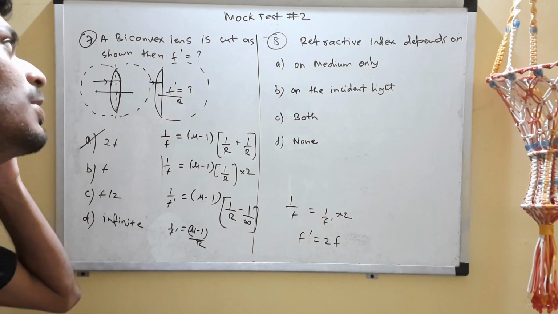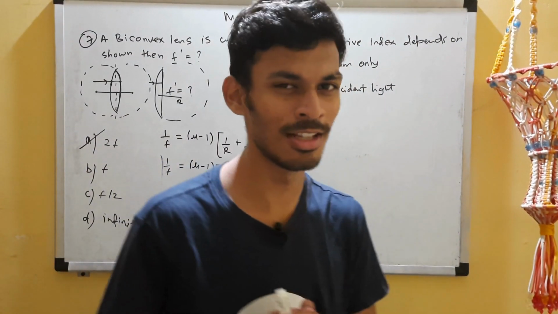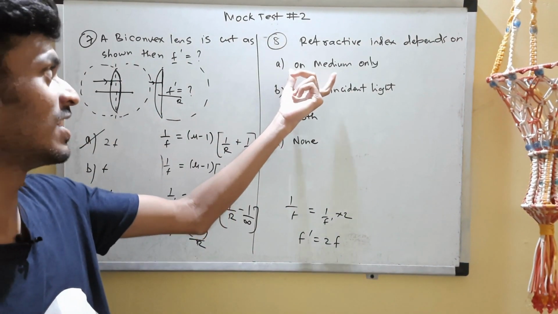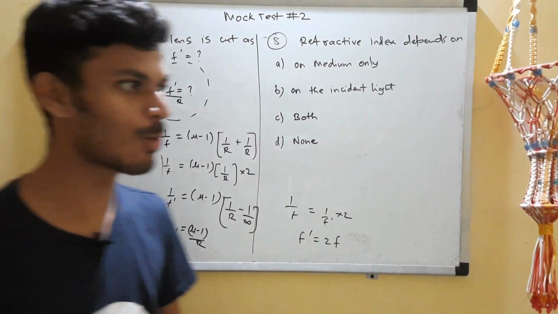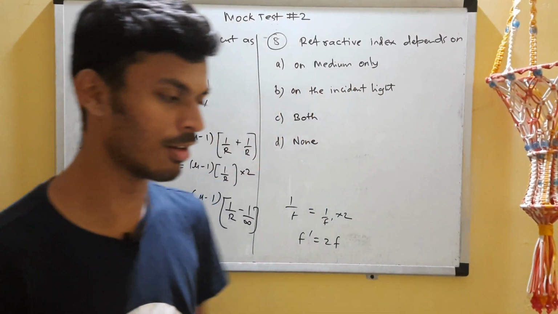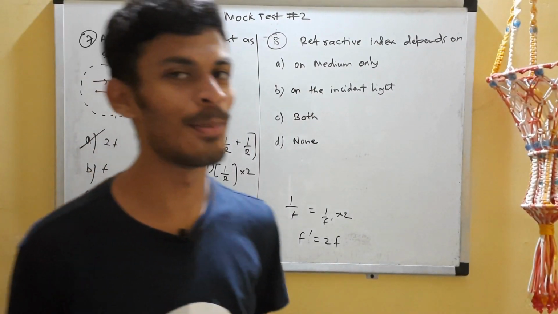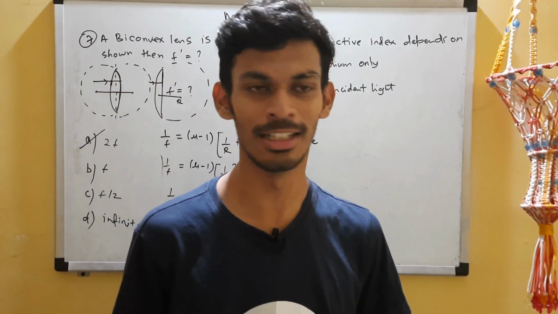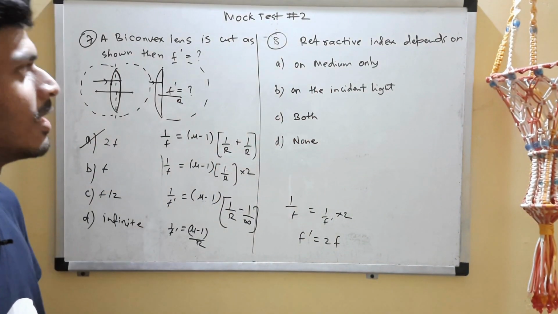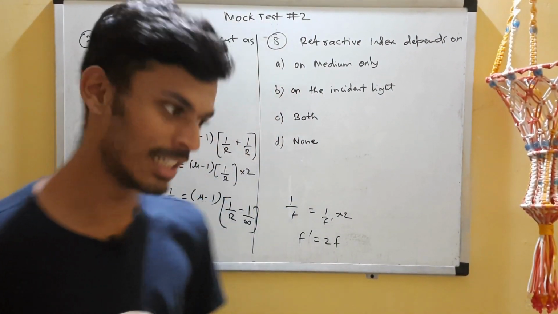Refractive index depends on... Now this is again a very conceptual question. The option which says medium only is quite tempting, right? Refractive index is like a property of a material, so I think it should only depend on the medium, and here is the tricky part. It also depends on the light which is incident on it.